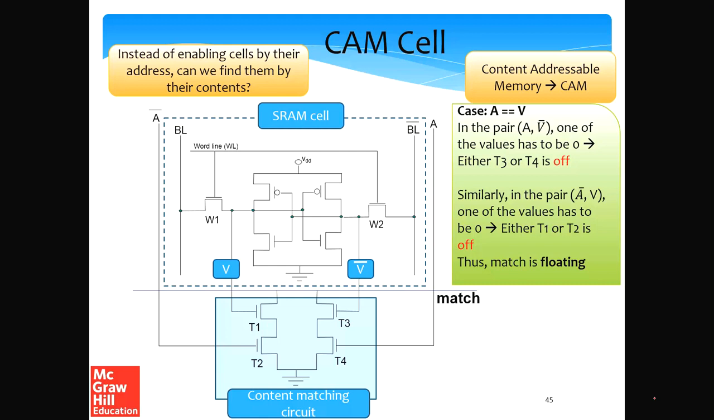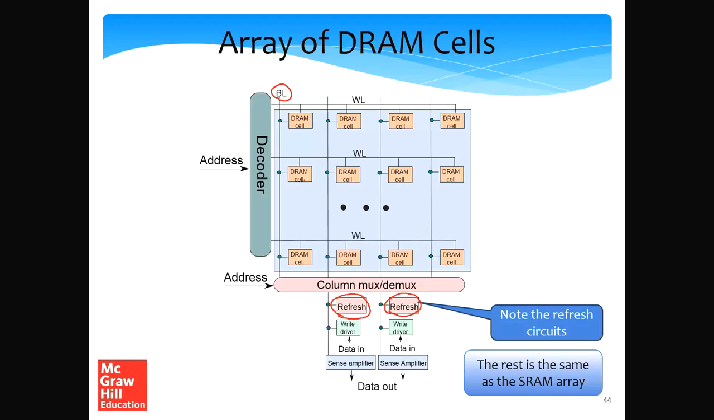Now let's consider one more type of cell called a CAM cell. The idea is that instead of enabling cells by their address, can we find them by their contents? So let's go back to the previous slide. Let's assume that there are only 4 cells in each row, and that we want to find the row that contains 1, 0, 1, 1. For the sake of simplicity, assume that only one row contains this particular value. The question is, can we find out which row it is?